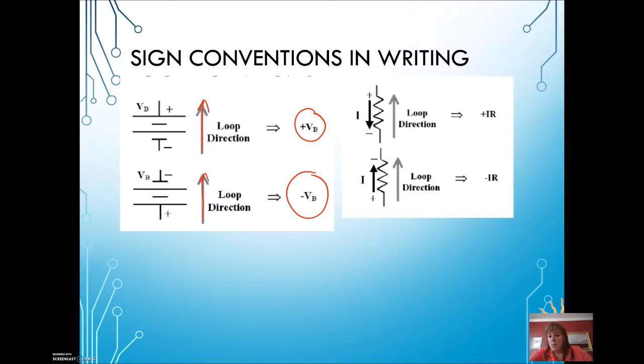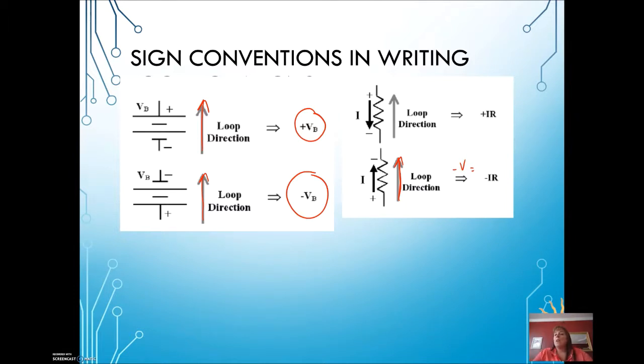Now, when we go across resistors, remember we arbitrarily decided which direction our current was going. If our loop is going in the direction that we said the current was going, then just like normal, we lose voltage. The voltage would be negative, which would be a negative current times the resistance. V is equal to IR.